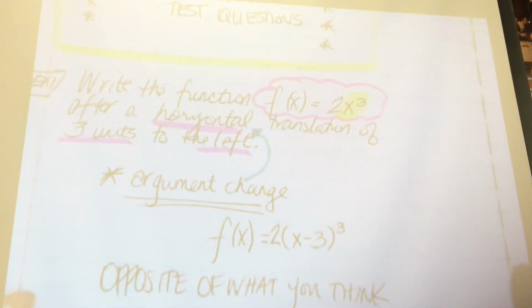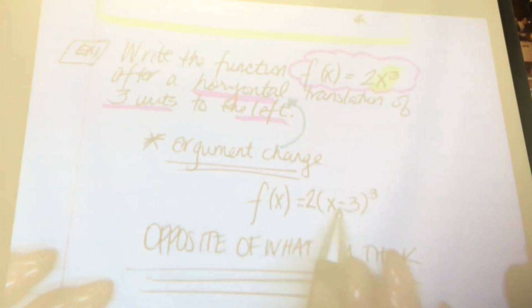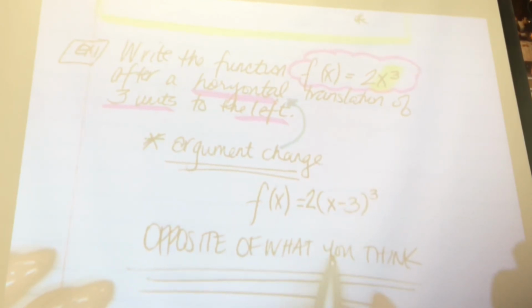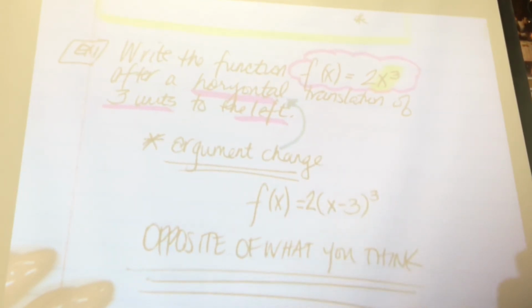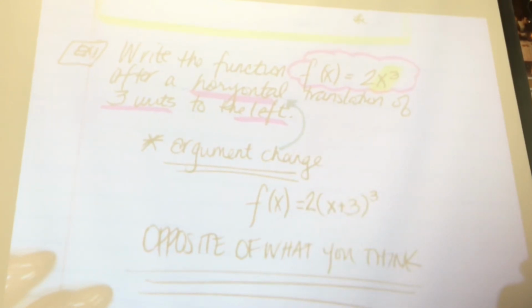So like Jaden said, and I'm really glad that he said that, when you go left, you think minus 3. But when you change the argument, it's the opposite of what you think. So what should it be instead of a minus? Jacob, you just said it. Thank you. So this should say an x plus 3. Very good.